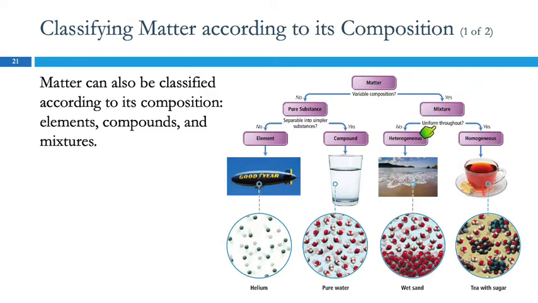And so then we can look at, well, is it uniform throughout? Does it look like it's all the same, or does it look like it has different parts? So heterogeneous, these are prefixes. We use a lot of prefixes in the English language and in science. Hetero means different, and homo means the same. So a heterogeneous mixture has different parts to it. An example of this is sand and water. So you can kind of imagine this. Take a glass of water and you pour some sand in it and you stir it up.